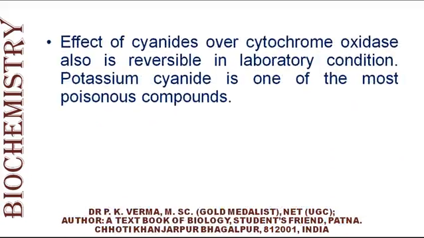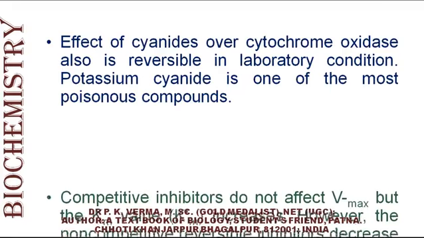Potassium cyanide is one of the most poisonous compounds that kills the animals and plants, and therefore it is said that these are potent poisons that can kill the organism in a few minutes, and people think that the effect is irreversible, but in laboratory condition it can be removed properly and the effect is reverted. So it is in fact a reversible inhibitor.